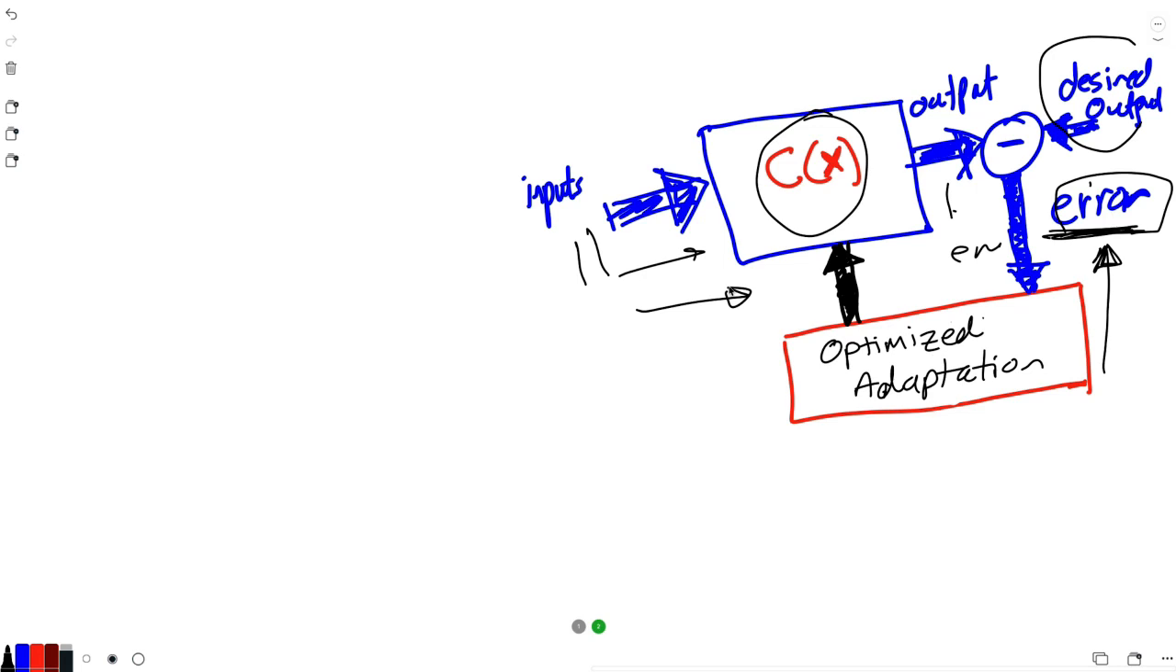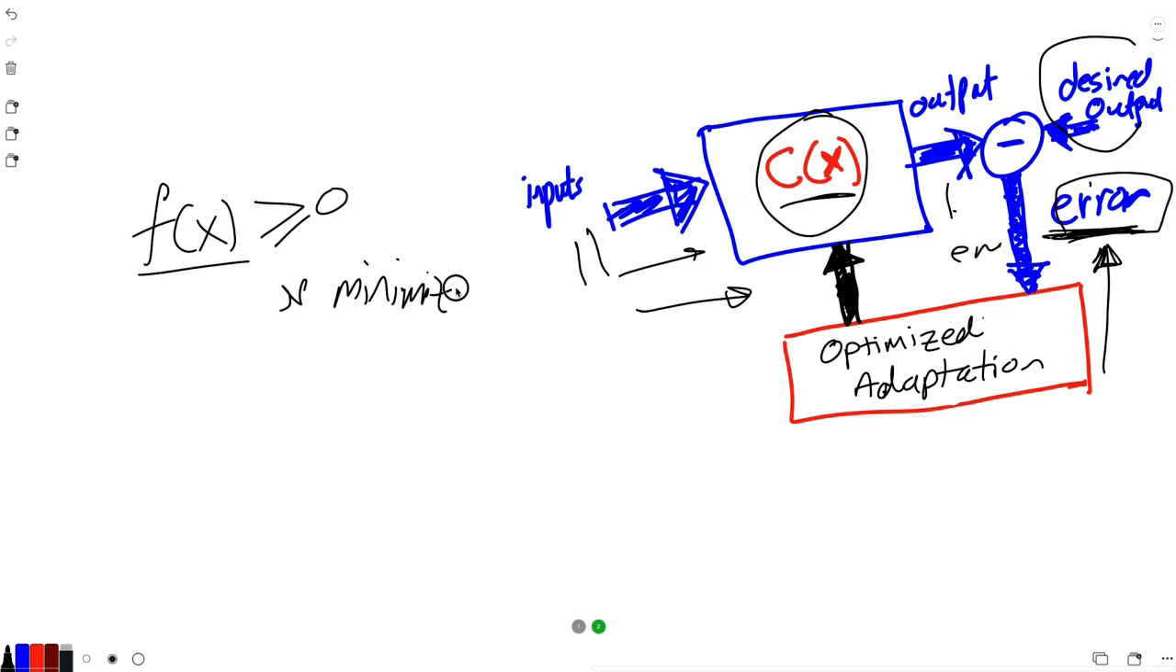So in a single variable, if we take this cost function, or the error function, let us call this error function f of x. The error function is f of x, and this f of x is always greater than or equal to 0, because it is an error function. It is like mean square error, which is always positive. So we have f of x greater than or equal to 0, and we are looking for x which will minimize f of x.